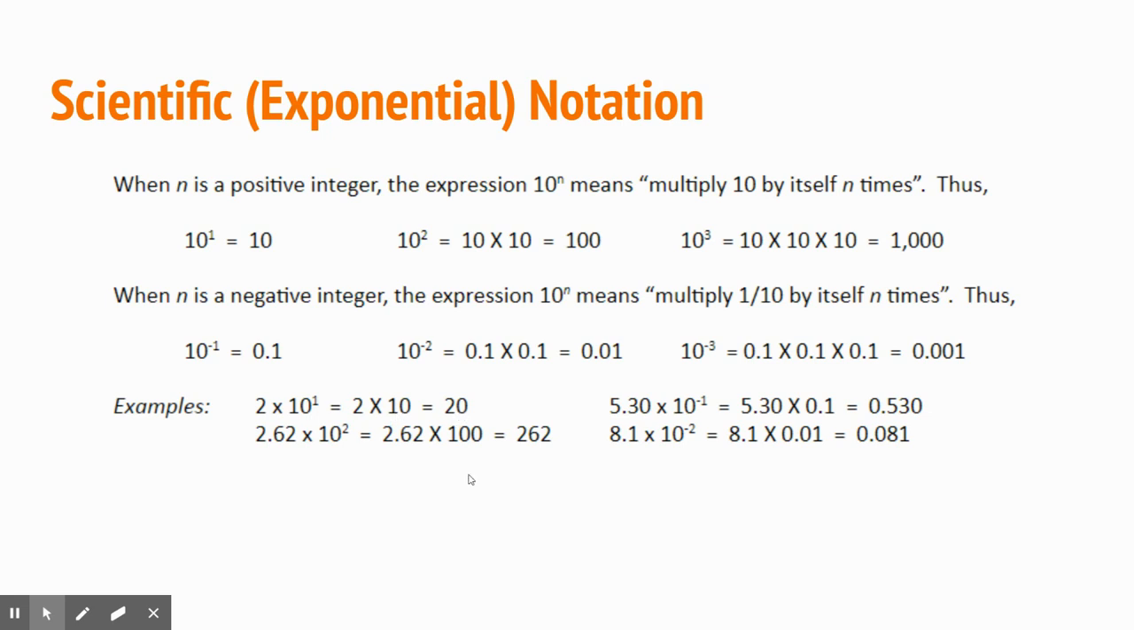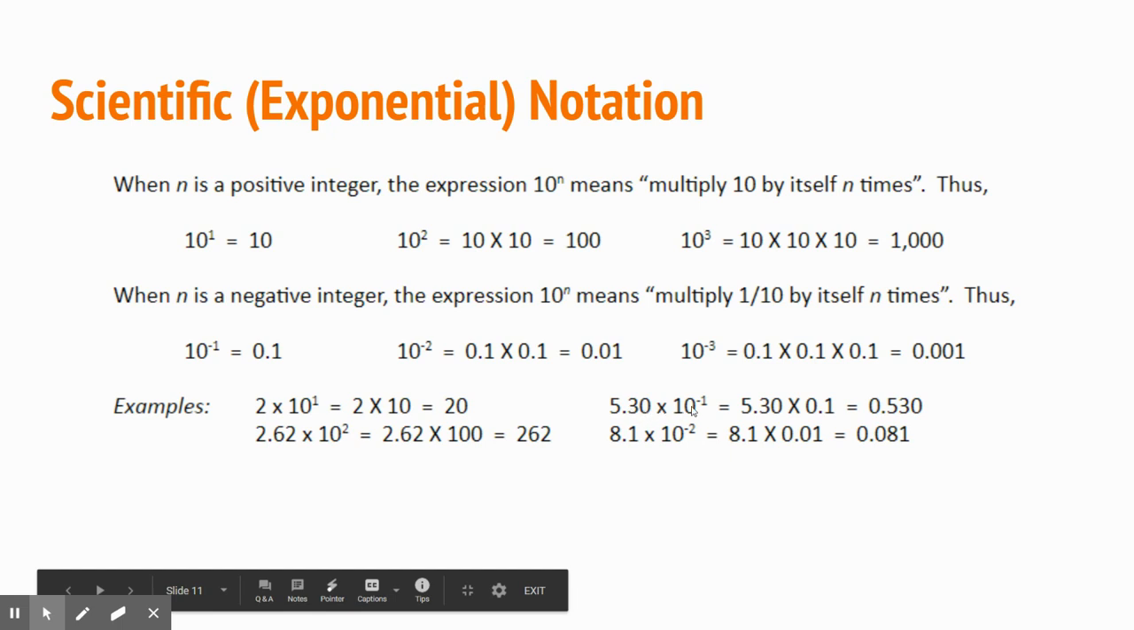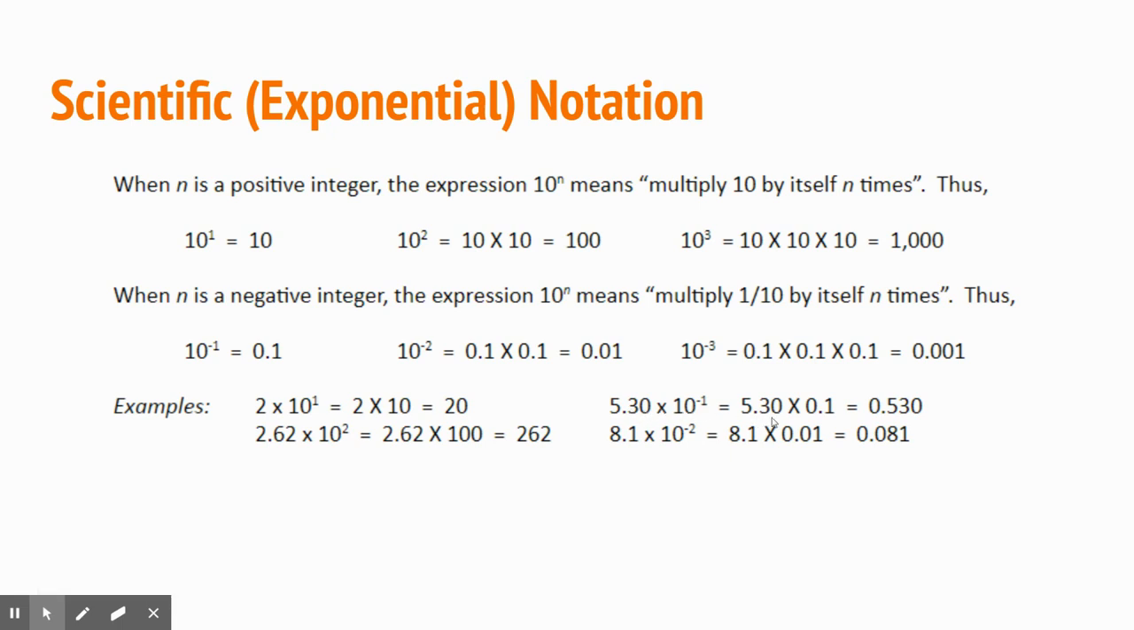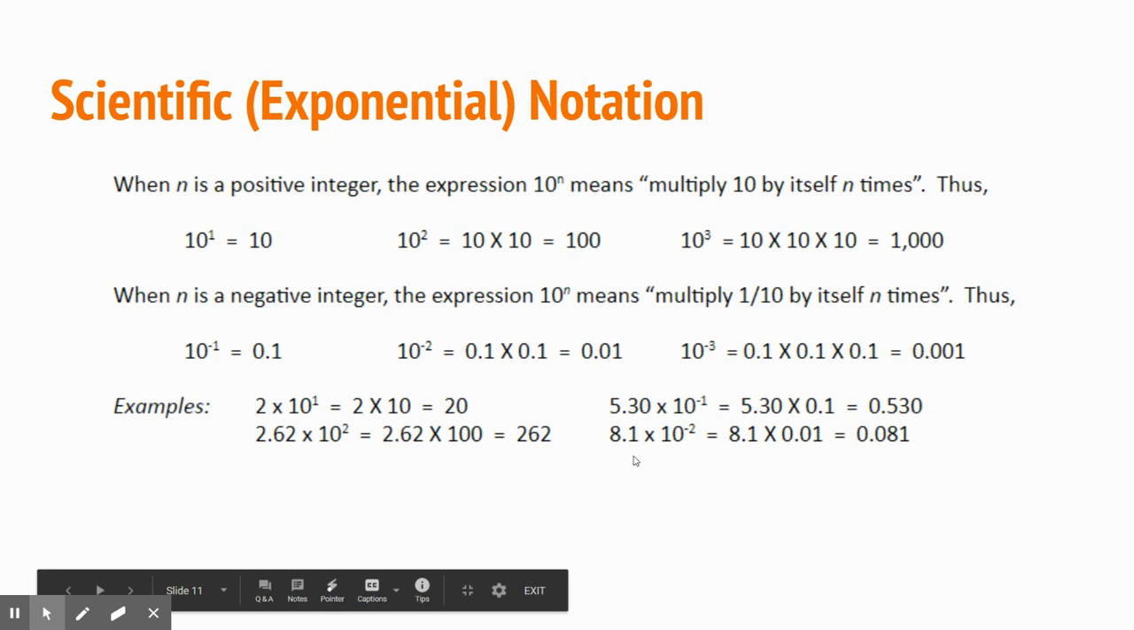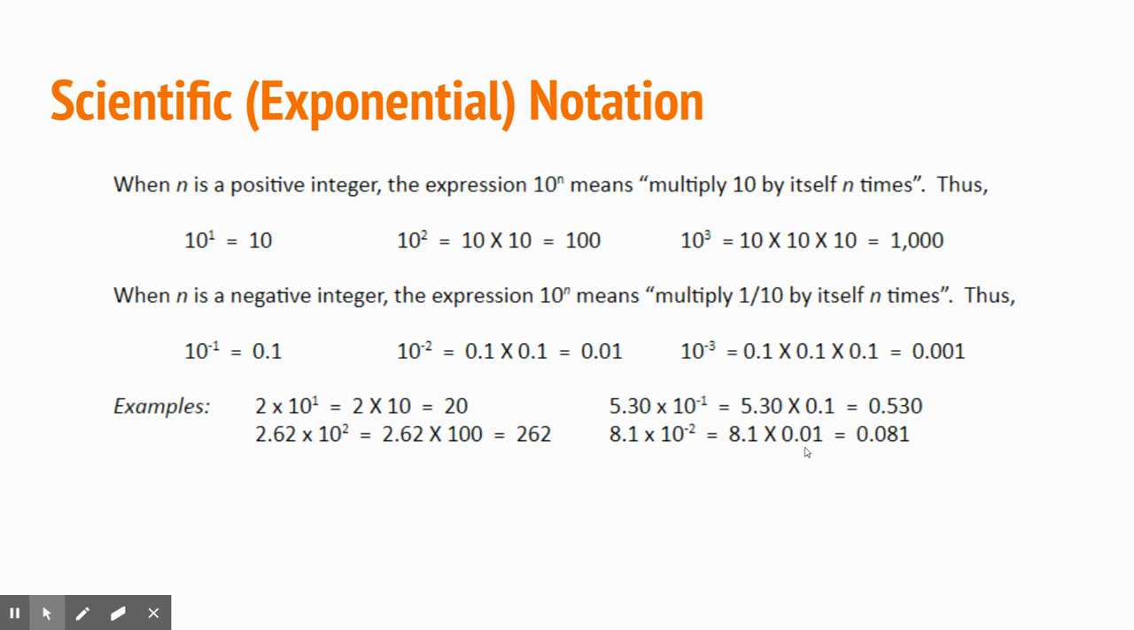Some examples of this would be 2 times 10 to the first power is equal to 2 times 10, which is 20. 2.62 times 10 to the second power, so 10 times itself would equal 100. 2.62 times 100 is equal to 262. 5.30 times 10 to the minus first is equal to 5.30 times 0.1, which I would move the decimal 1 time over, so that becomes 0.530. 8.1 times 10 to the negative second is equal to 8.1 times 0.01, and I would move the decimal 2 places.